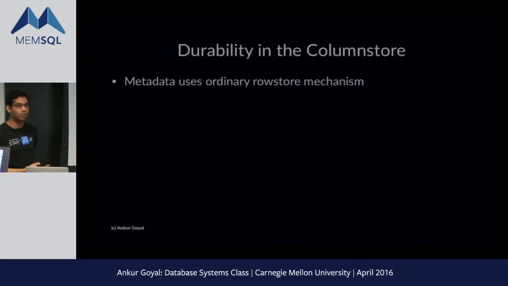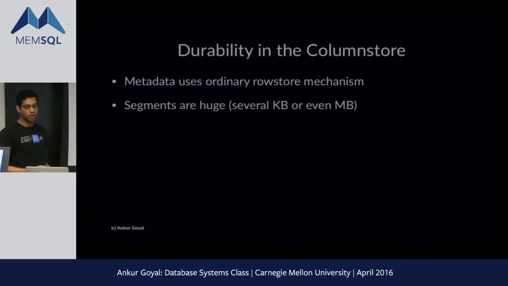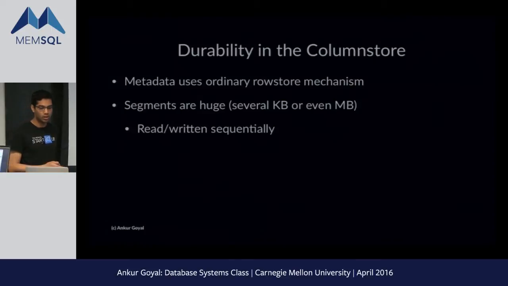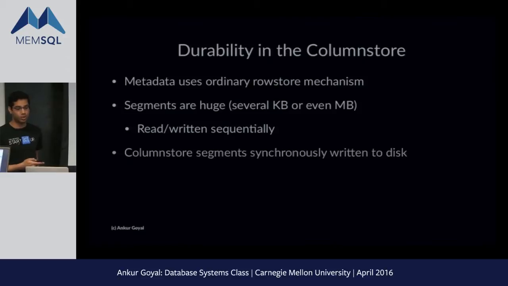So how does durability in the column store work? And to Andy's point, it's actually very straightforward. So metadata is in a lock-free skip list. We use the ordinary row store mechanism. Column store segments themselves are huge. They're several kilobytes or even megabytes. And they're read from and written to sequentially.